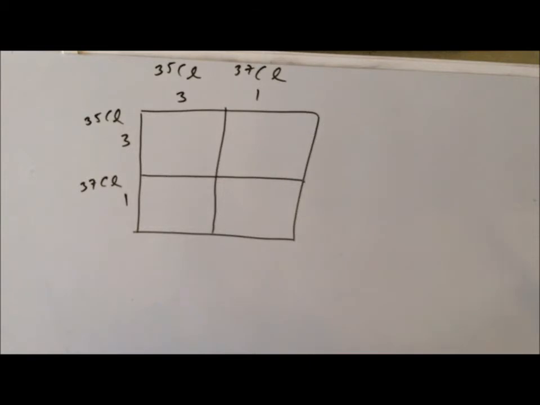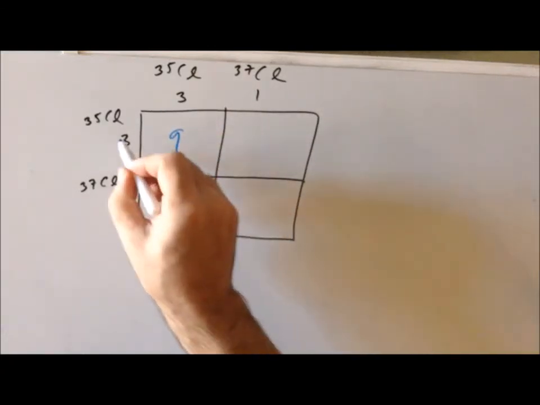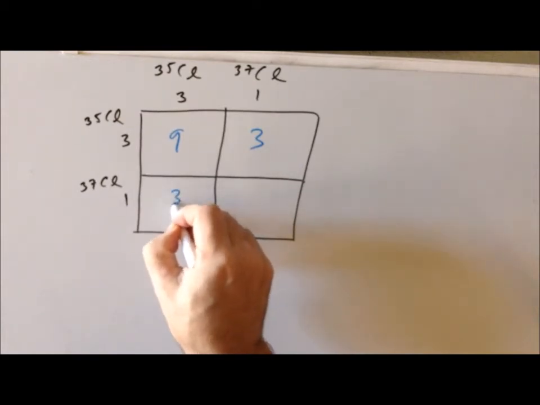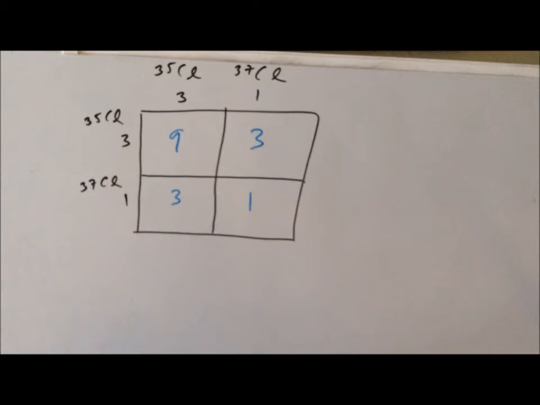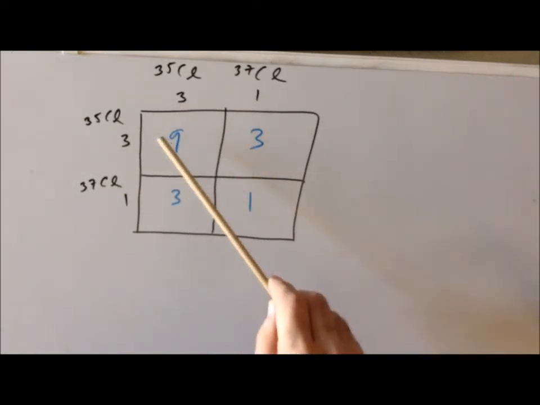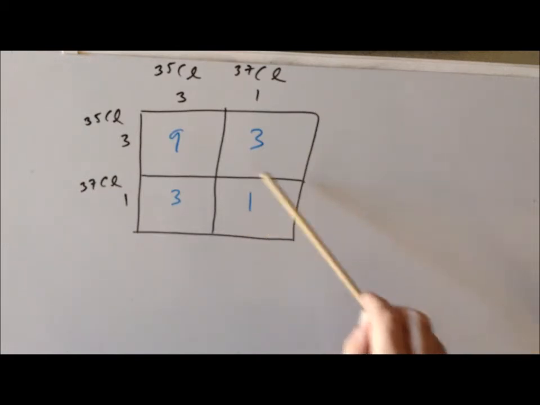So we can simply multiply the values for each column. 3 times 3 gives me 9. 3 times 1 gives me 3. 3 times 1 gives me 3. And 1 times 1 gives me 1. And again, we notice that this particular box is for 2 chlorine-35s. These two boxes are each 1 chlorine-35 and 1 chlorine-37. And then this box down here is the combination for exactly 2 chlorine-37s.